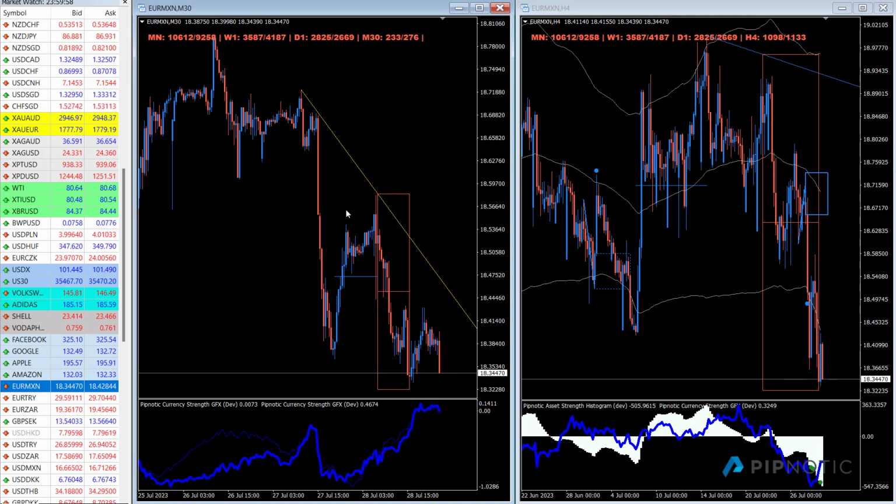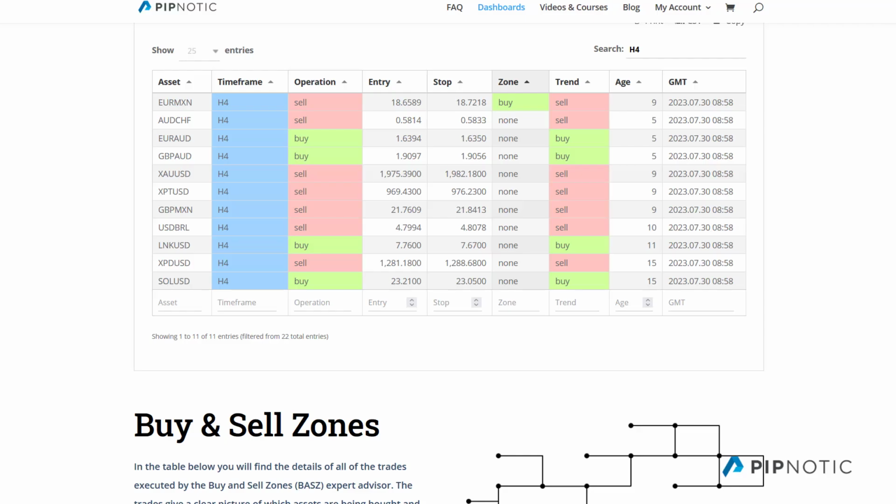So what we're going to do is use this pair as an example, because this is, according to the dashboard, a 4-hour area. This is the euro crossed with the Mexican peso. This is a 4-hour buy zone trade, so we're going to start from that, and we'll work our way through the theory. I'm going to try and keep this a little bit short today.